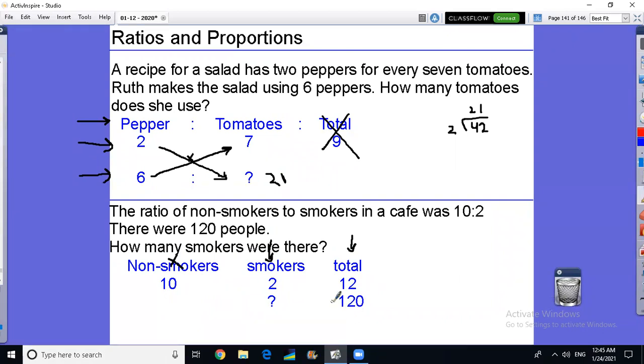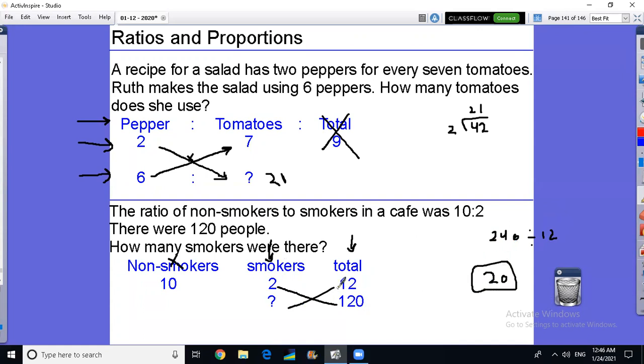All right, there are 2 ways to do this. Of course, the cross multiplication, as we agreed: 120 multiplied by 2 is 240. When you divide 240 by 12, it gives you 20. 24 divided by 12 is 2, and the 0 makes it 20.